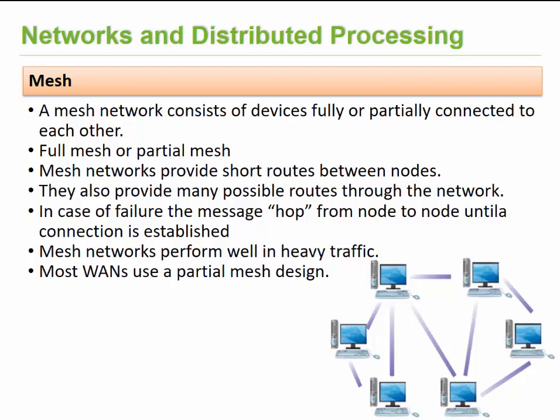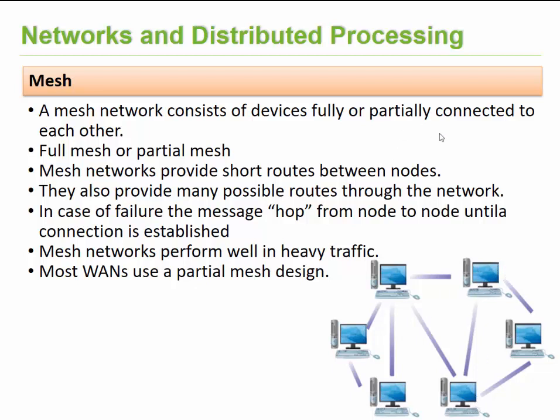A partially connected topology would be something like what we have in front of us here, where computers might be connected to one or more other computers or other nodes. A full mesh network would mean that all computers, all nodes, are connected to all other nodes.